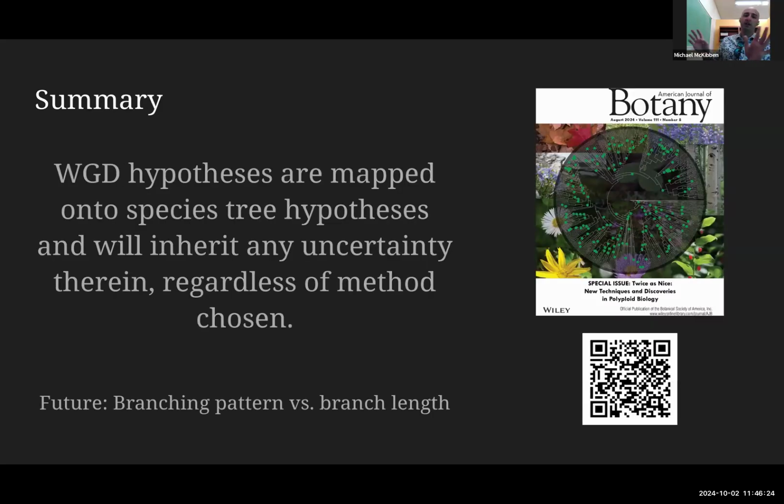So if you take anything away from this talk, I hope that you see that the species tree itself is inherently a hypothesis that we are mapping these WGD hypotheses onto, and so they inherit any of the uncertainty that the species tree might have, regardless of which tool you use to place the duplication on the tree. In the future, I'm interested in understanding how precise branching patterns as opposed to branch lengths influence these inferences.